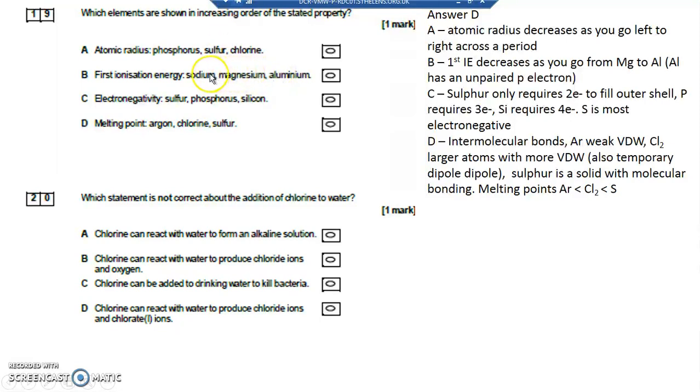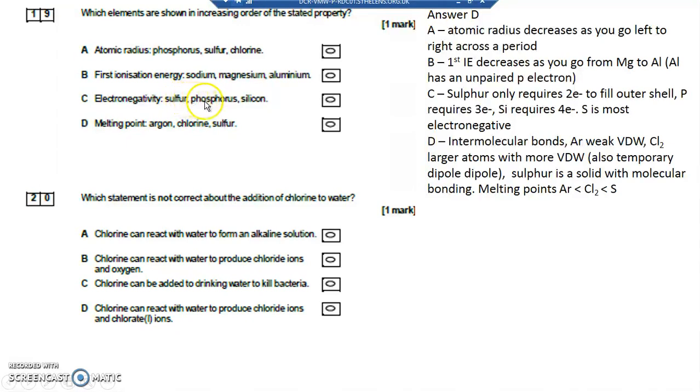more energy is required to remove 1 mole of electrons from 1 mole of gaseous atoms, and therefore the first ionization energy increases. Electronegativity, that means almost the power of them to withdraw electrons towards themselves. So how much they withdraw electrons towards themselves.